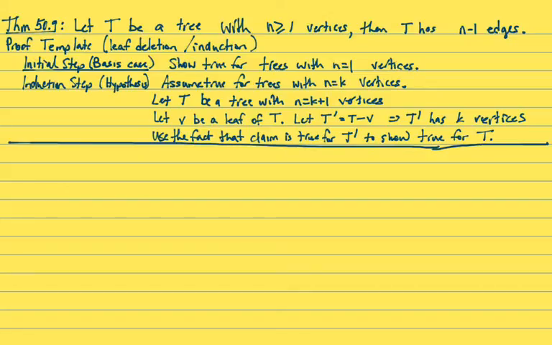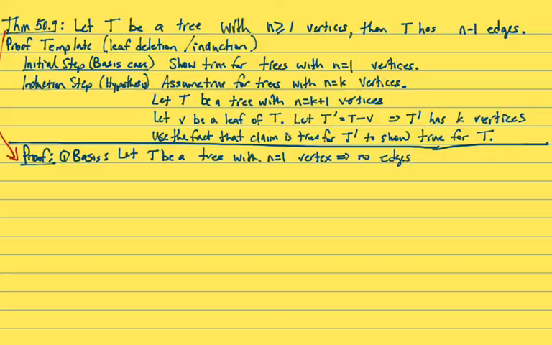So let's come back to theorem 50.9 and do a proof by leaf deletion. Again, we're trying to prove that every tree has n minus 1 edges. First of all, the basis step. Let T be a tree with n equal 1 vertex. If it has one vertex, how many edges does it have? Trees with only one vertex, actually any graph with one vertex, can have no edges. And n minus 1 is 0, right? Because 1 minus 1 is 0, no edges. The formula works for trees with one vertex.